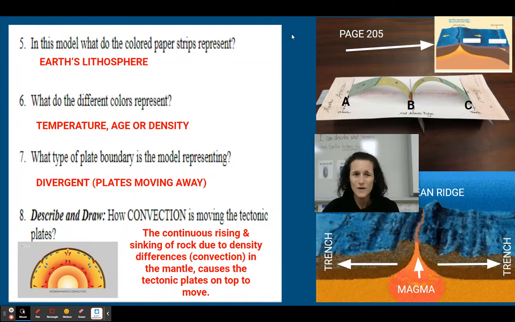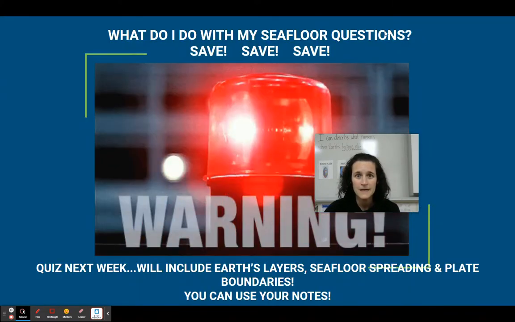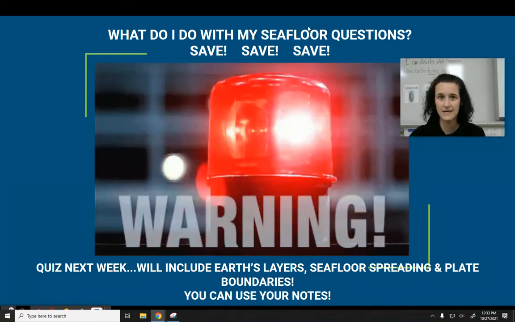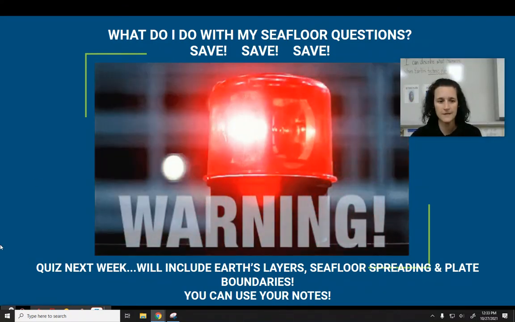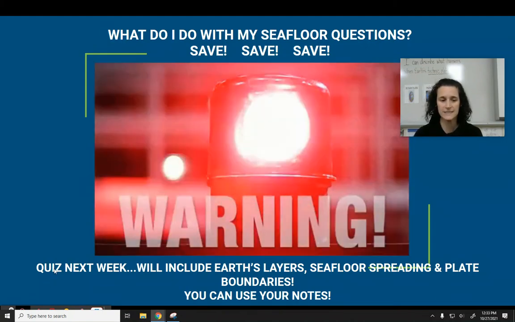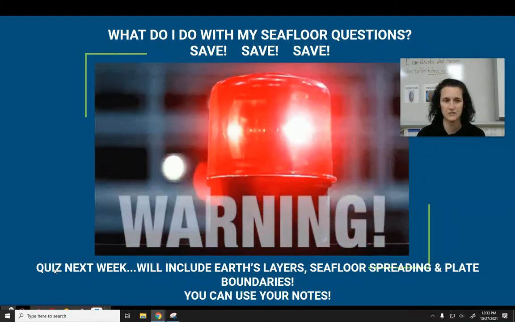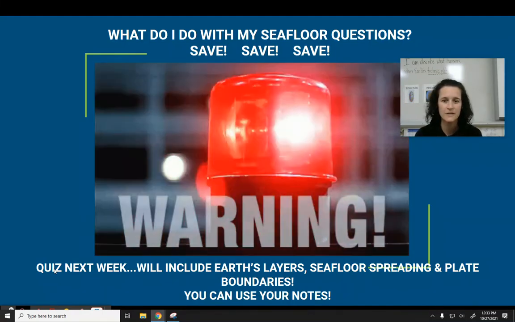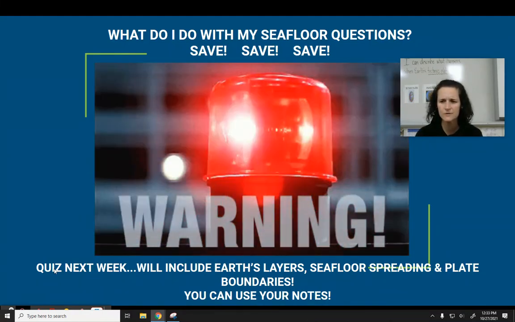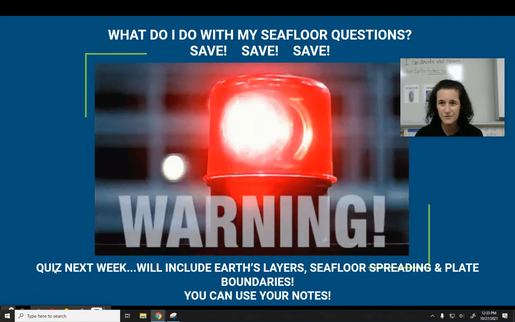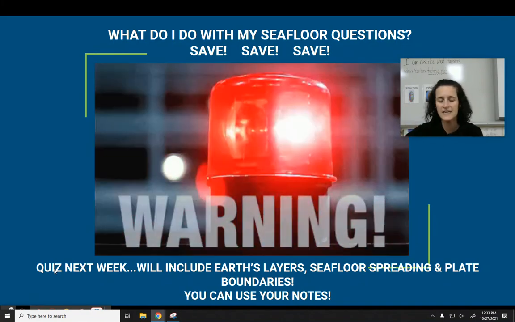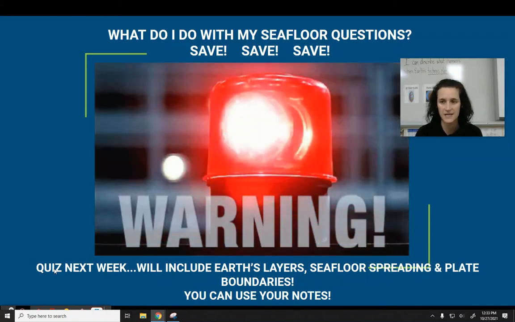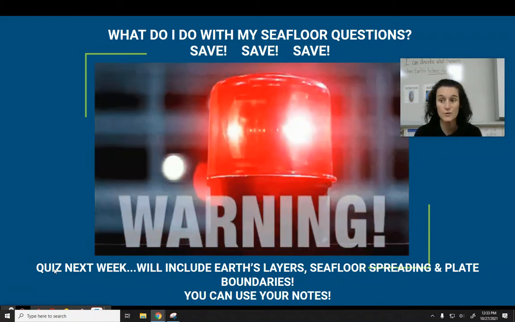What are you going to do with this sheet of paper? You are going to save it, okay? Why? If you look below here, we give a quiz on this section of material. Okay, lesson 4.2 and 4.1 are pretty dense. Layers of the earth, tectonic plate boundaries, seafloor spreading. It's a lot of information. So instead of waiting till the end of the unit and giving you a big test, we do a little mid-unit check-in where we give you a quiz.